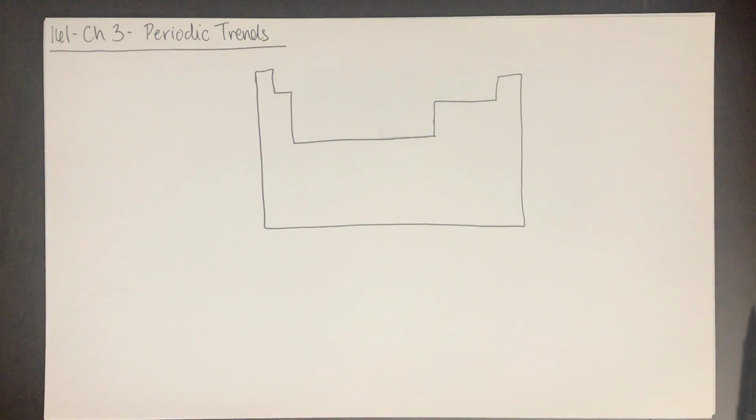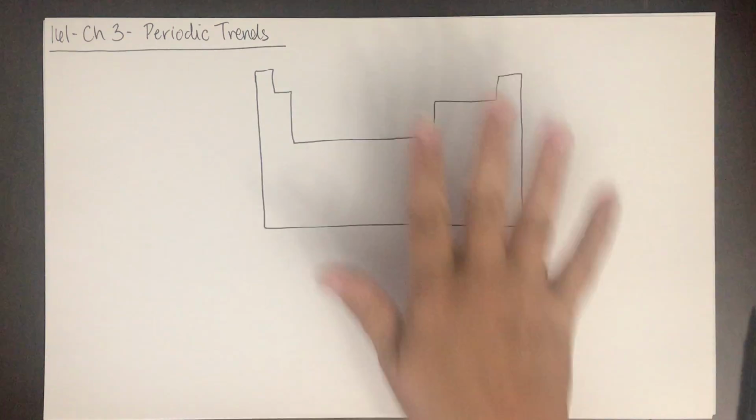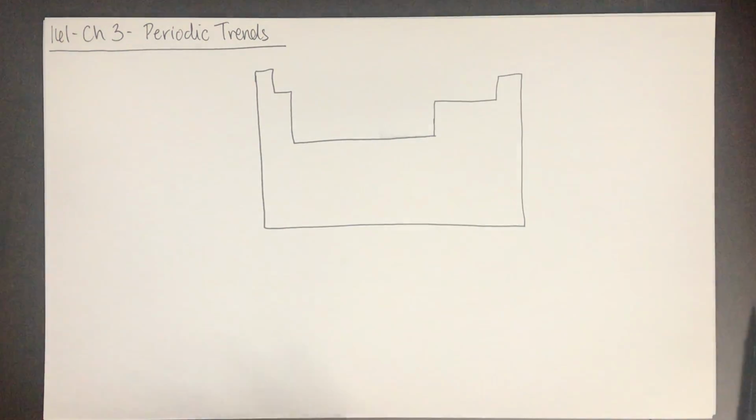Okay, so let's talk about periodic trends. Periodic trends tell us about the reactivity or the properties of different elements based on their location on the periodic table. There are 4 periodic trends that we are going to discuss, and I'm going to draw kind of what the periodic trend is here on my periodic table.